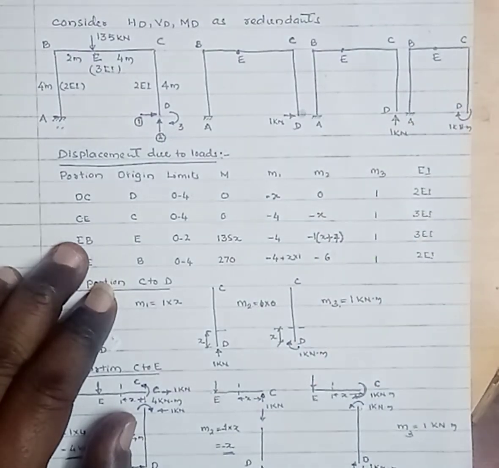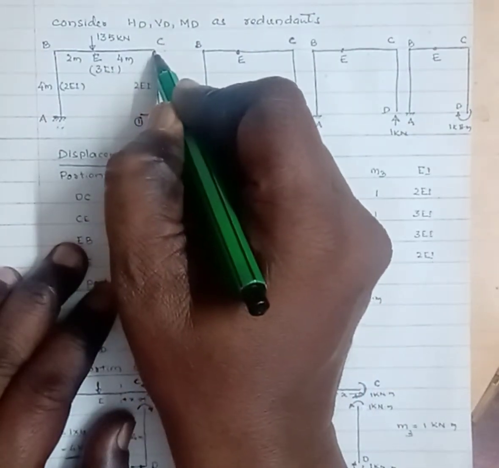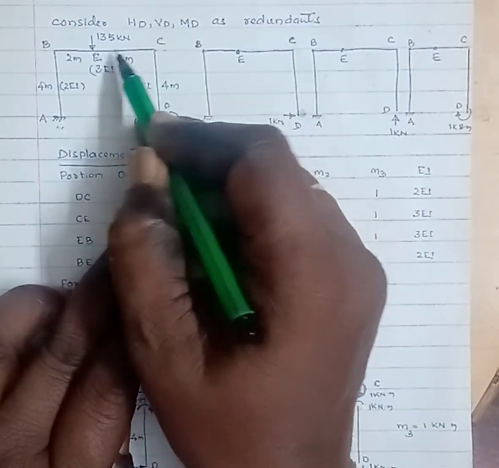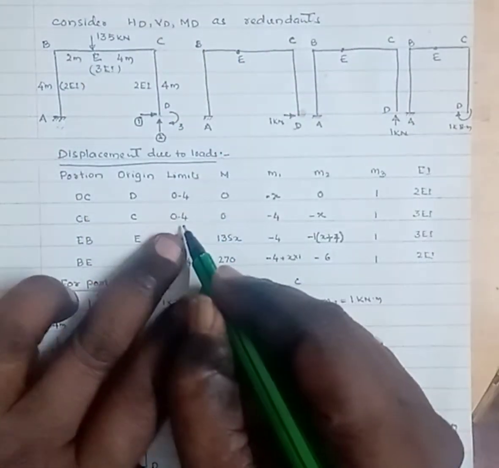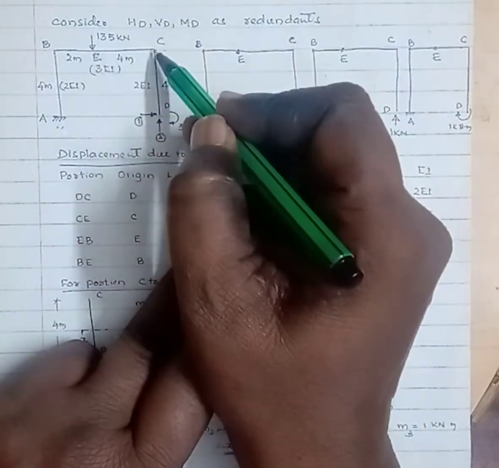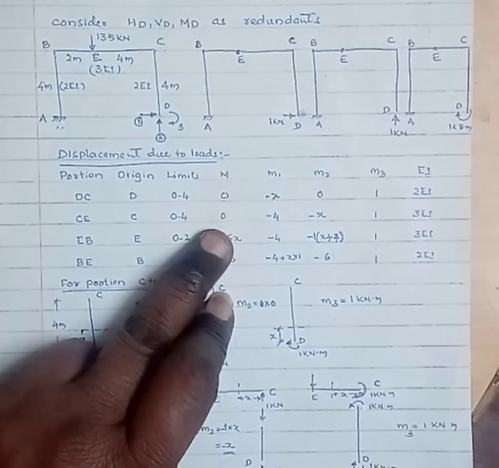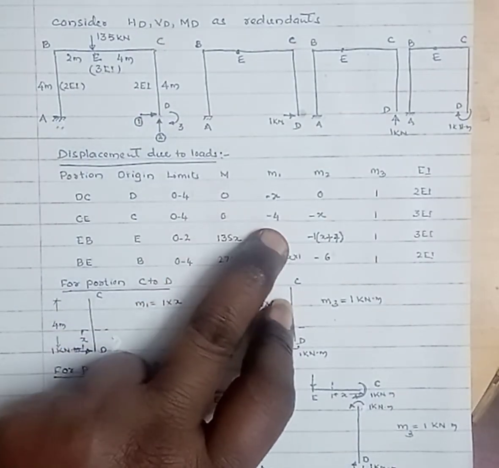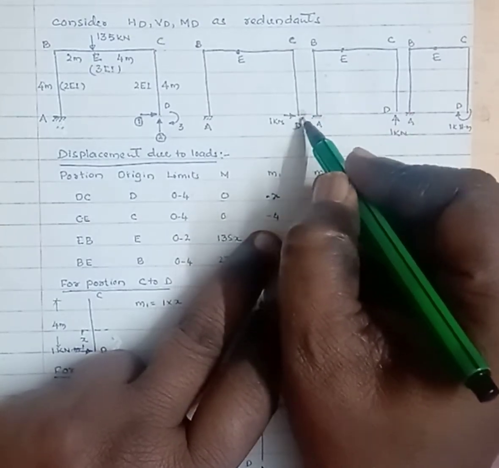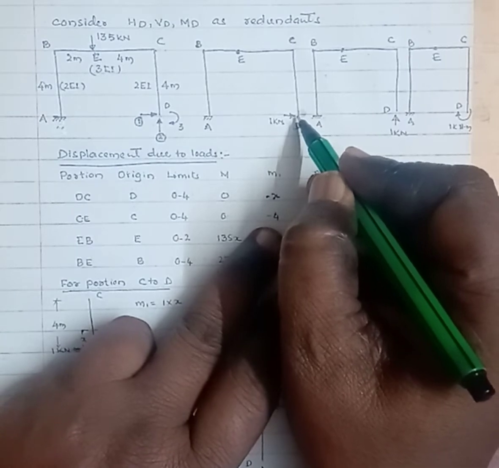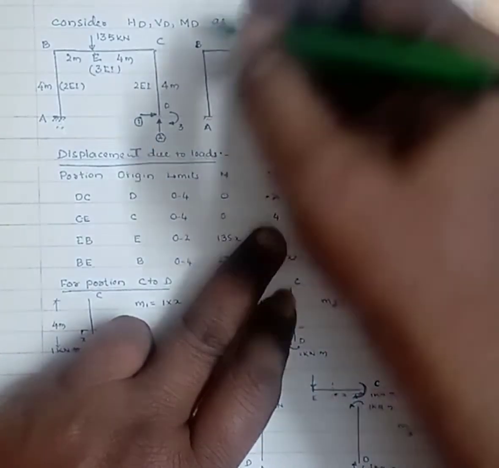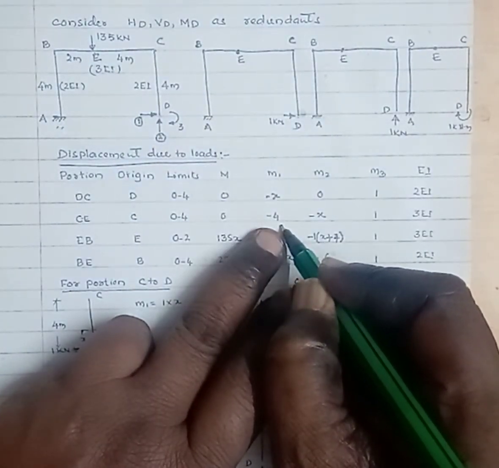Here in between C and E, if you consider a section at a distance of x from C, here C is the origin, x varies from 0 at C to 4 meter at E, then the limits are 0 to 4, the origin is C. Here also no externally applied loads are acting, hence the bending moment due to the applied load is 0, and the moment due to the unit load applied in coordinate direction 1, that is m1, is 1 into 4, that one is anti-clockwise, hence that is minus 4.